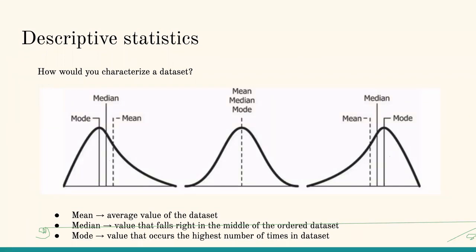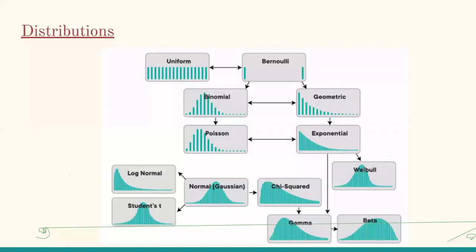Mode is the value that occurs the highest number of times in the data set. So for example, in terms of the age of the people in this group, if most people are 30, then the mode is 30. So these are the primary descriptive stats that are used across the board for any big data analysis. These are the primary things that you use to characterize a data set.